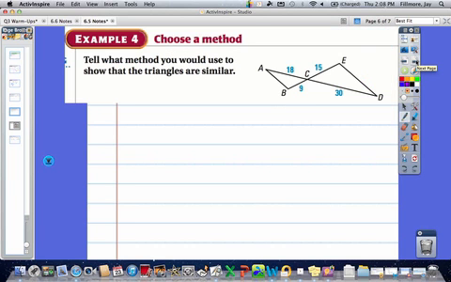So, tell what method you would use to show the triangles are similar. Well, in this case, we have two pairs of sides that are listed, so we can't use side, side, side, but we do have vertical angles here. So we should check to see if these are proportional and these are proportional. And then we have vertical angles. So what method would we use? SAS. Does the problem ask us to actually do it? No, it just says what method would you use. So actually all we would need to say here is yes, we would use SAS, and that's our answer.